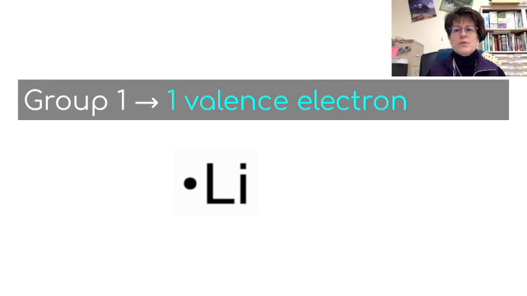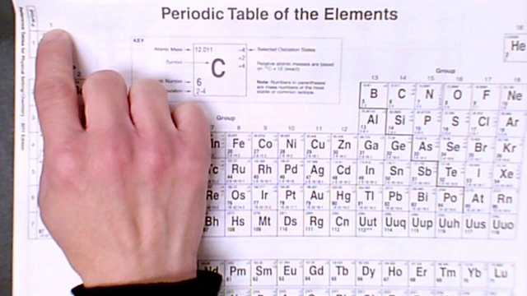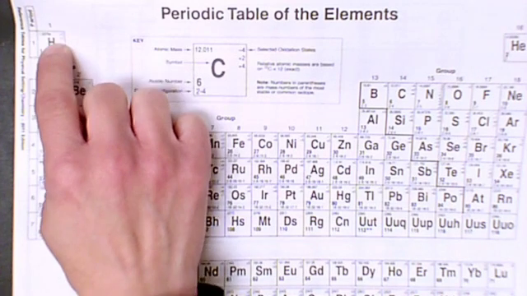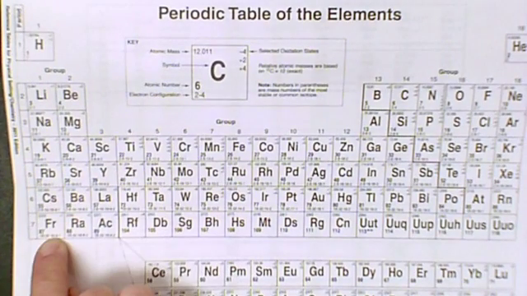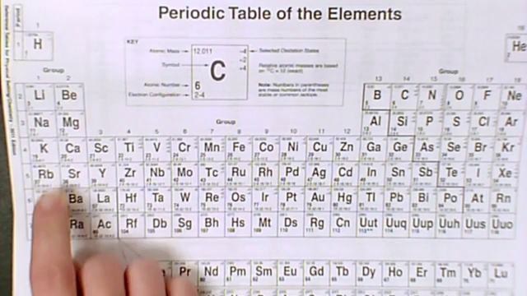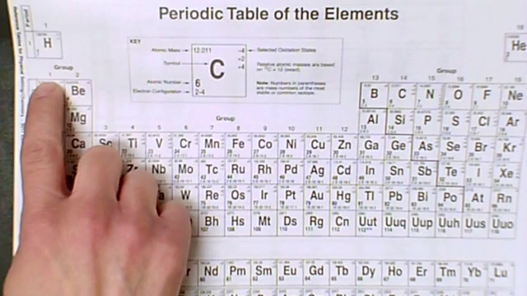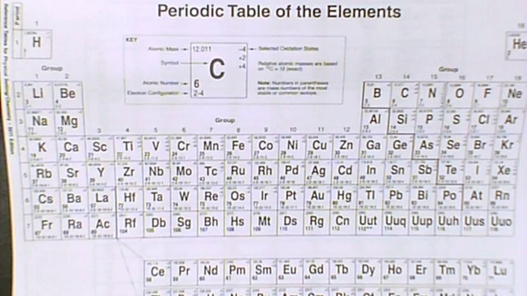Let's switch over to our periodic table. The group 1, all of these have one valence electron, and so you will just put a dot to the left of them to represent that electron. And it's easy to remember: group 1, one valence electron.